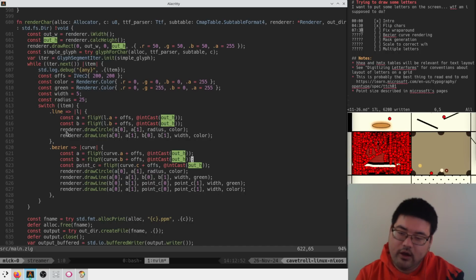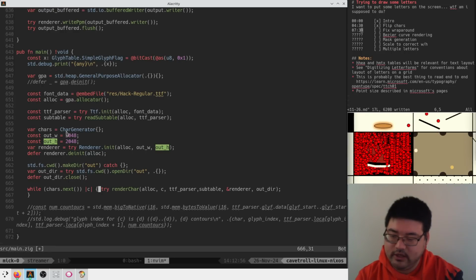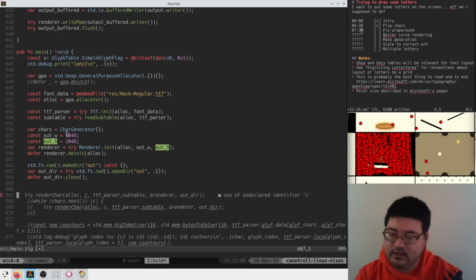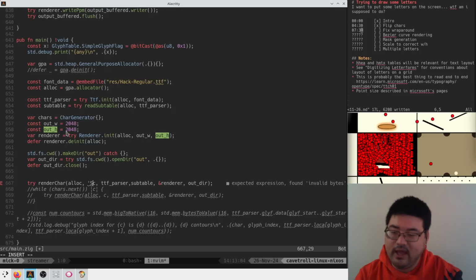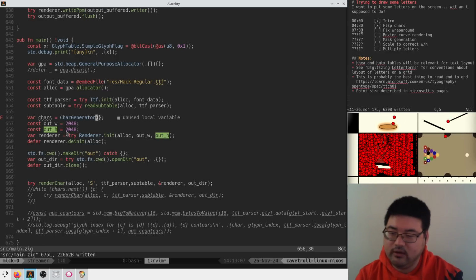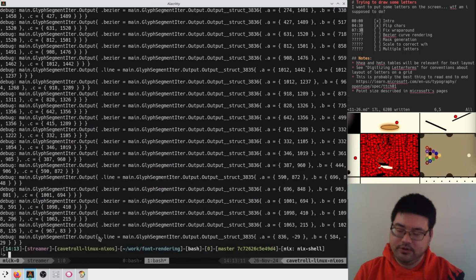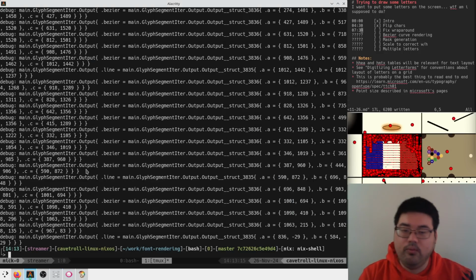So now we can just call render char directly. Render char, I don't know, man. With the letter C. Or S is what we were trying to test, right? We wanted to look at the S and see what is going on with that thing. Okay, so now what do we want to do here?